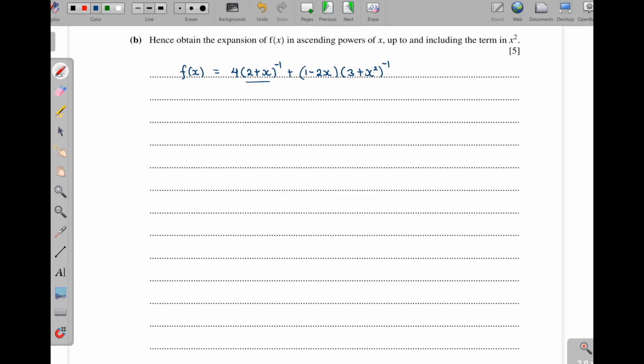And then I'm going to expand this, then afterwards I multiply by 4, and also this one, after expanding it, I multiply by this one here.